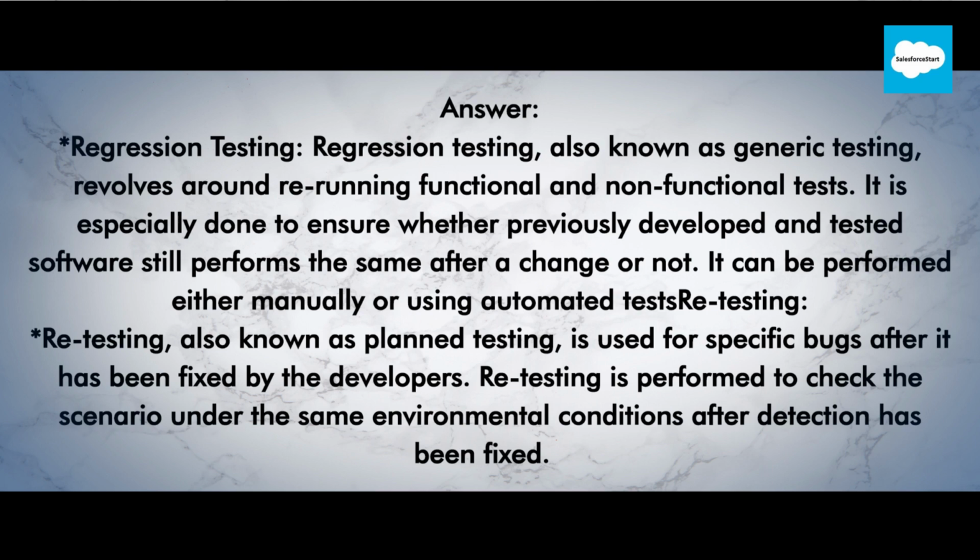Retesting. Retesting, also known as planned testing, is used for specific bugs after it has been fixed by the developers. Retesting is performed to check the scenario under the same environmental conditions after the defect has been fixed.